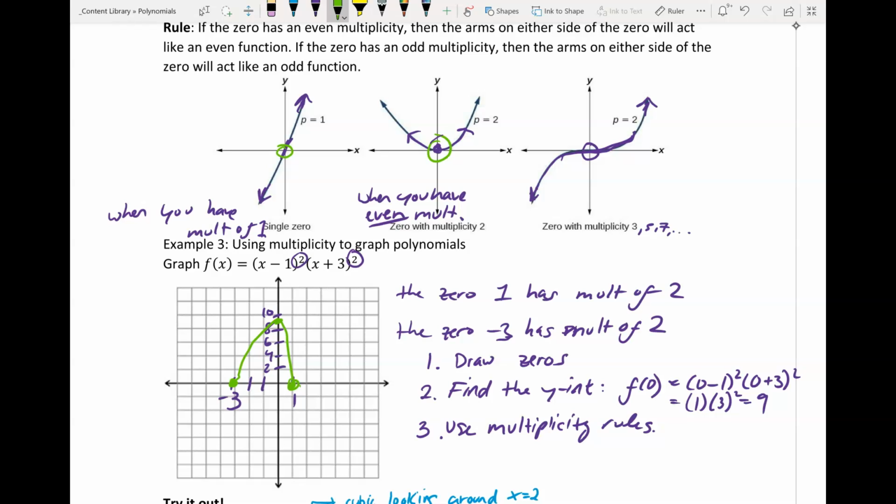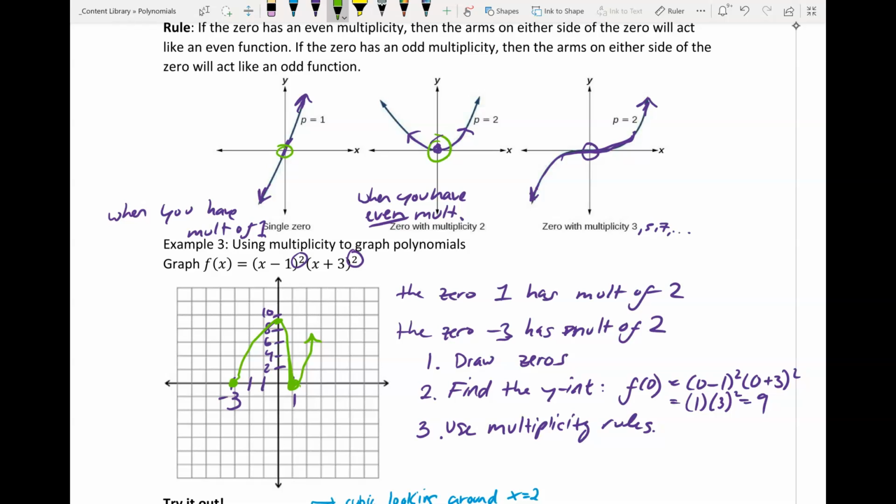Well, first of all, we have an even function because we have a squared here and a squared here. So we know that the two arms have to go in the same direction. Now looking at the specific zeros and their multiplicity, around 1, it needs to look like a quadratic because it has a multiplicity of 2. So just thinking of this one, I already have one arm. So to make it look like quadratic, the other arm has to go back up. And then that's it for that side.